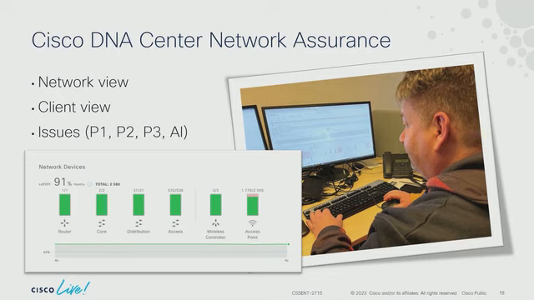So in the dashboard, you can see, for example, the network devices. You have router, core, distribution, access, and so on. And if you have any problems, it will show up in the dashboard. If you deep dive more into the assurance dashboard, next slide.